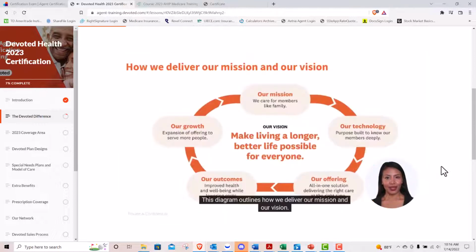This diagram outlines how we deliver our mission and our vision. We focus on our mission by caring for members like family. We build technology with a purpose to know our members more and be able to provide all-in-one solutions that deliver the right care at the right time. With this information, we look to improve health and well-being while lowering costs and continuing our expansion of products and location to serve more people. Through all of this, our vision is to make living a longer, better life possible for everyone.